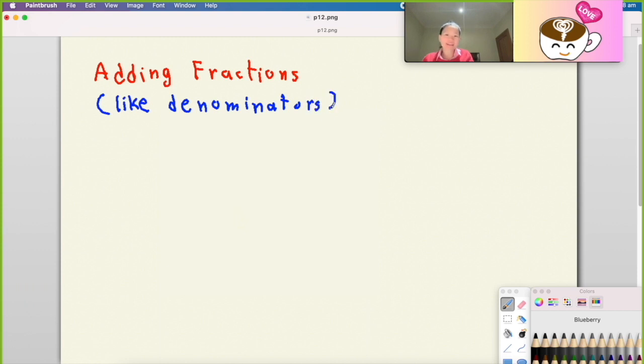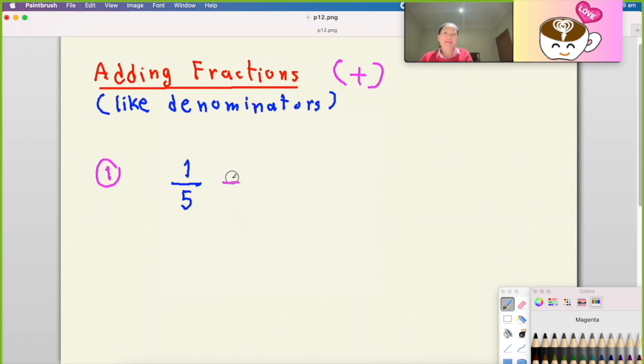All good. Grace, all good? Let's do it. I'm going to show you how to do it with an example. This is example number 1. If you have your denominator, for example, 5, and you have 1 out of 5 plus 2 over 5, we're just going to add them.